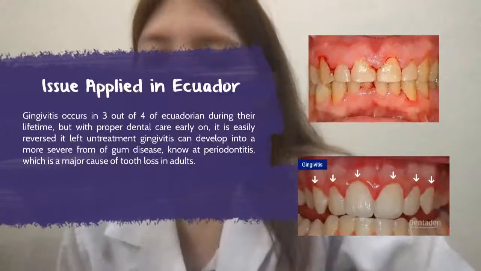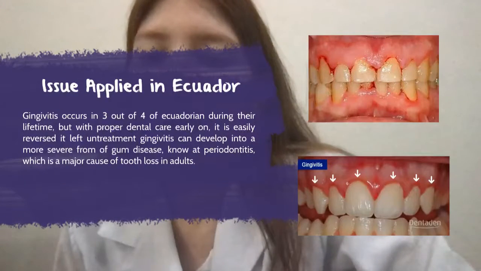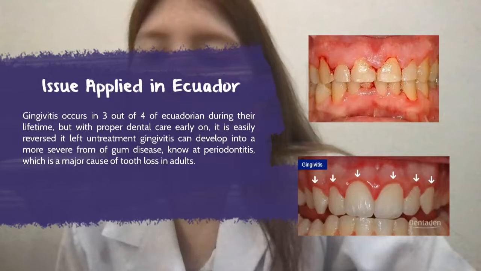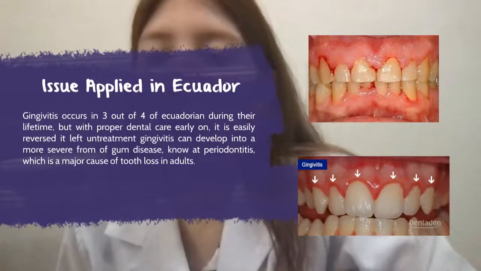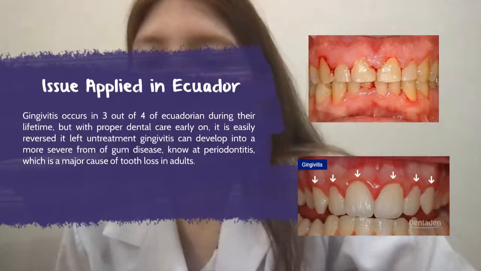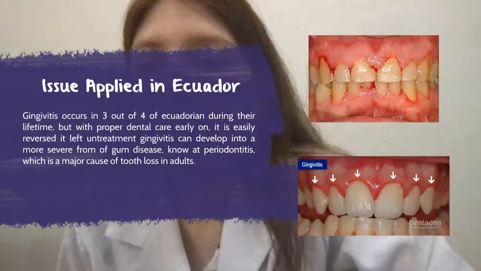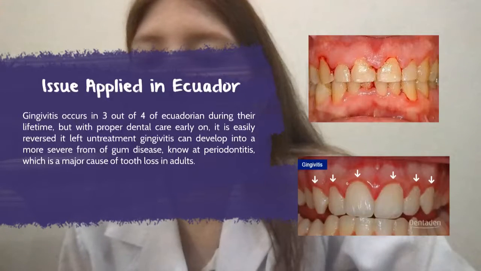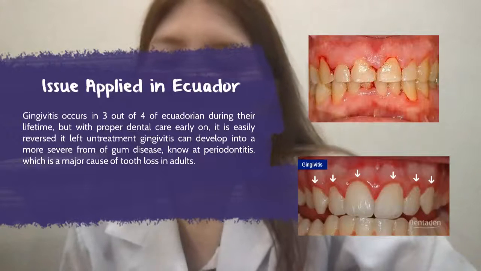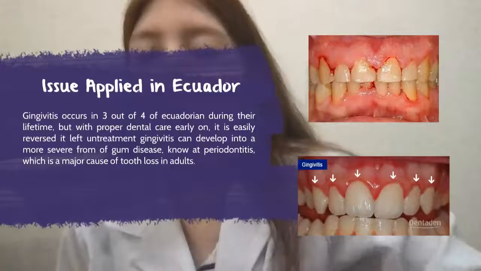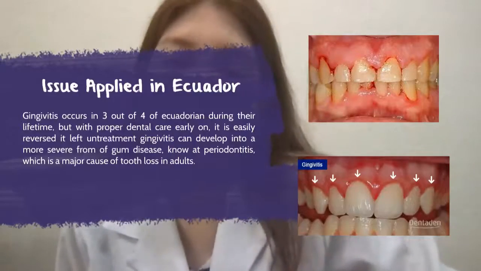Gingivitis occurs in one out of four people during their lifetime, but with proper dental care early on, it is easily reversed if left untreated. Gingivitis can develop into a more severe form of gum disease, known as periodontitis, which is a major cause of tooth loss in adults.